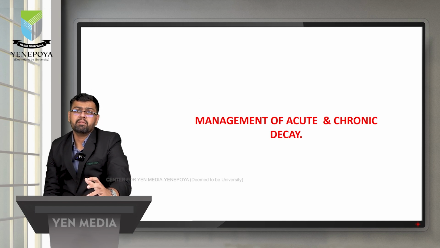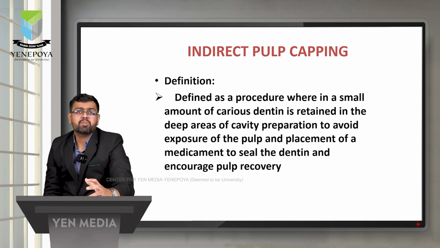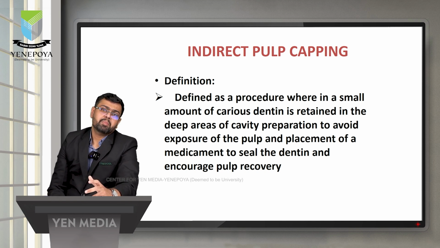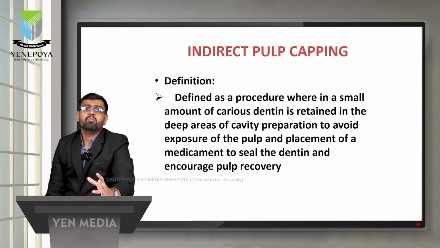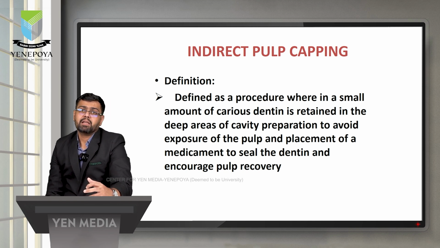Now how do you manage this acute and chronic decay? The first most common procedure is indirect pulp capping. By definition, indirect pulp capping is a procedure wherein a small amount of caries dentine is left in the deeper area of the cavity preparation to avoid exposure of the pulp, followed by placement of a medicament to seal the dentine and encourage pulp recovery. The medicament used most commonly is calcium hydroxide.